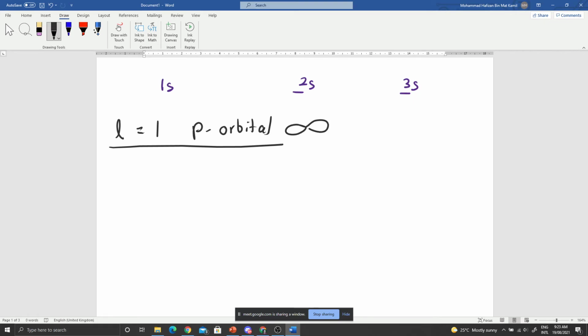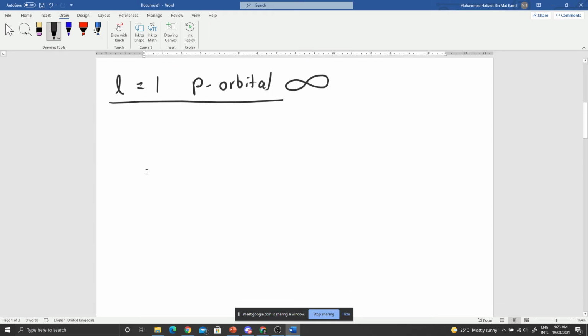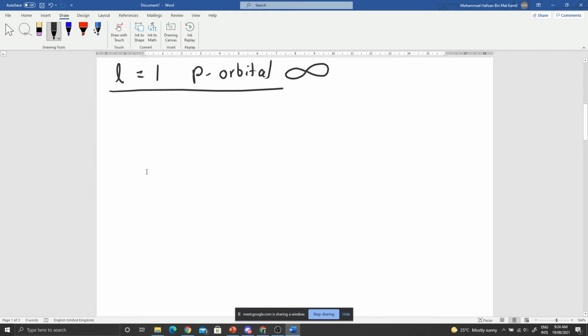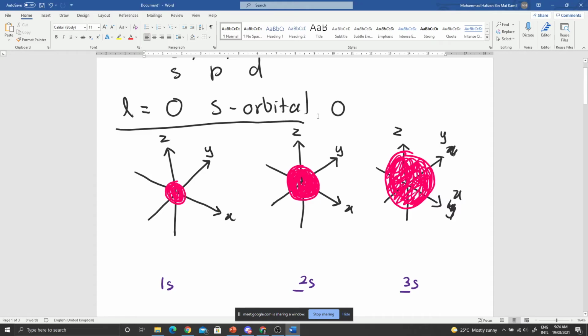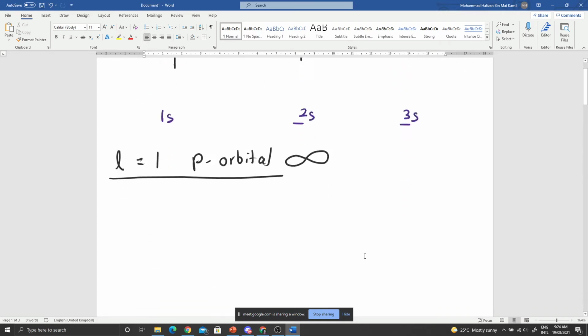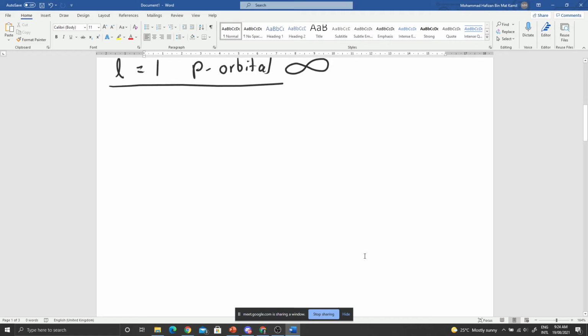Tapi dumbbell dia orang ni macam cacat sikit lah. Sebab dumbbell dia macam tirus dia macam tu. Okay. So, untuk p orbital, we have 3 orientation. Macam tadi, untuk s orbital, we have 1 orientation. Bulat je. Tapi saya lukis 3 sebab the question usually tanya the difference between this lah. Tapi untuk p orbital, we have 3 orientation.